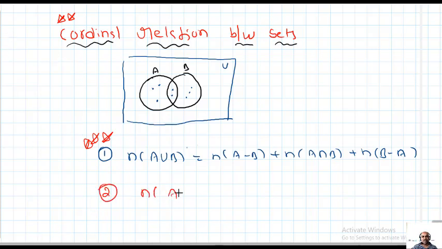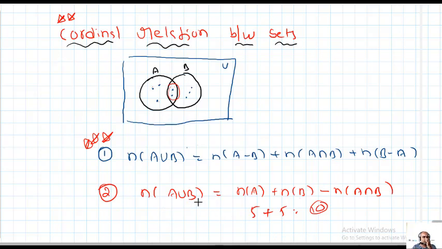Second result, listen all of you. n of A union B, another way I want to count. See, n of A elements I will count first, plus n of B elements I will count. n of A means what? 1, 2, 3, 4, 5. Plus n of B means what? 1, 2, 3, 4, 5. Total how much? 10. But actually what should we get? 8 only. Why are you getting 10? Because these elements are counted 2 times in n of A plus n of B. One time you need to subtract: minus n of A intersection B.